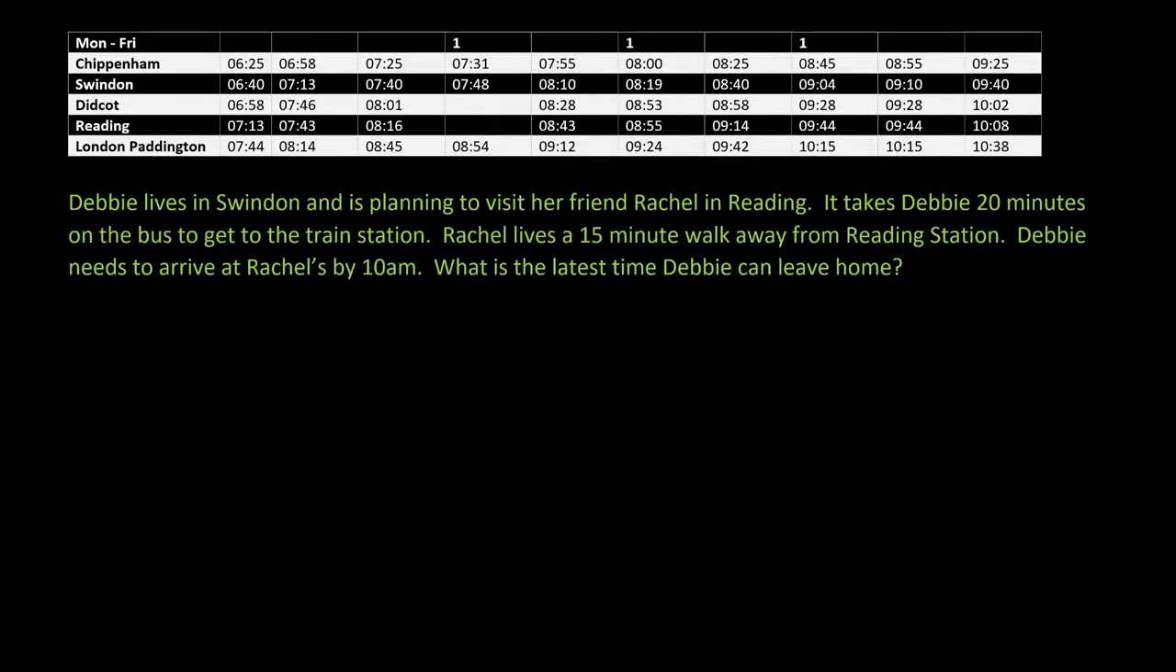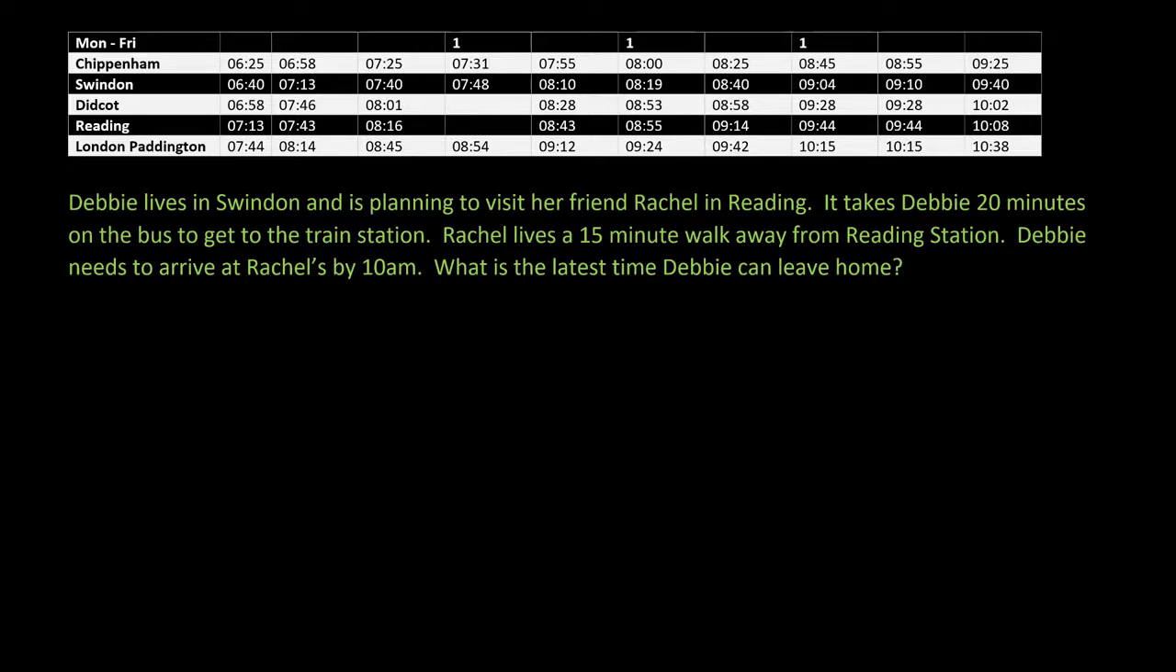Going to use the same train timetable again, but this time Debbie lives in Swindon and is planning to visit her friend Rachel in Reading. It takes Debbie 20 minutes on the bus to get to the train station. Rachel lives a 15-minute walk away from Reading station. Debbie needs to arrive at Rachel's by 10 a.m. What is the latest time Debbie can leave home?